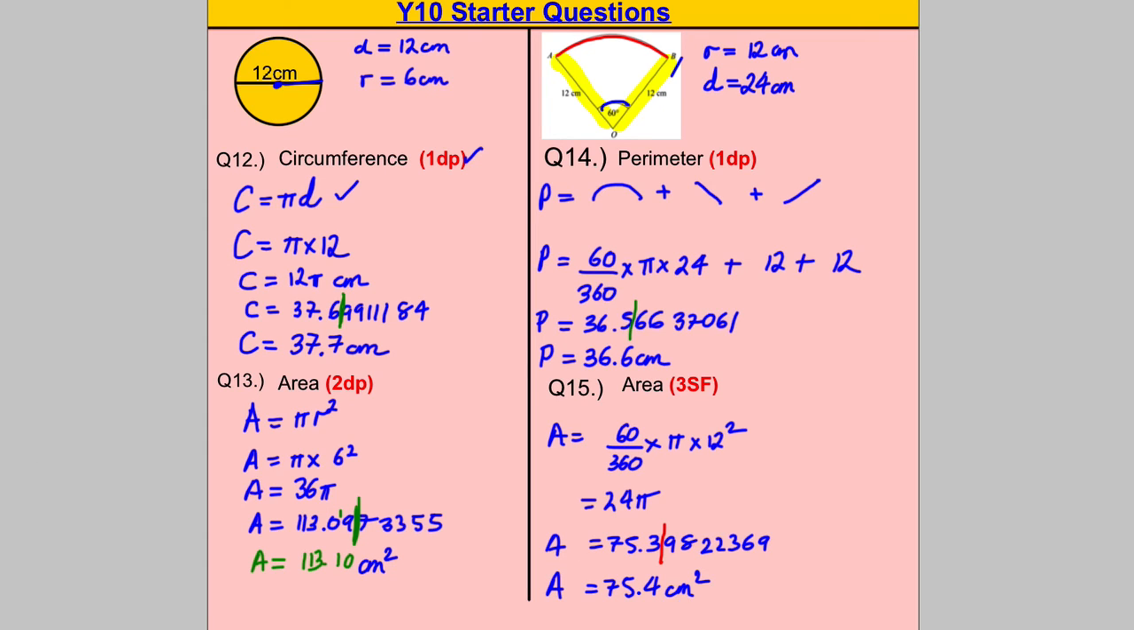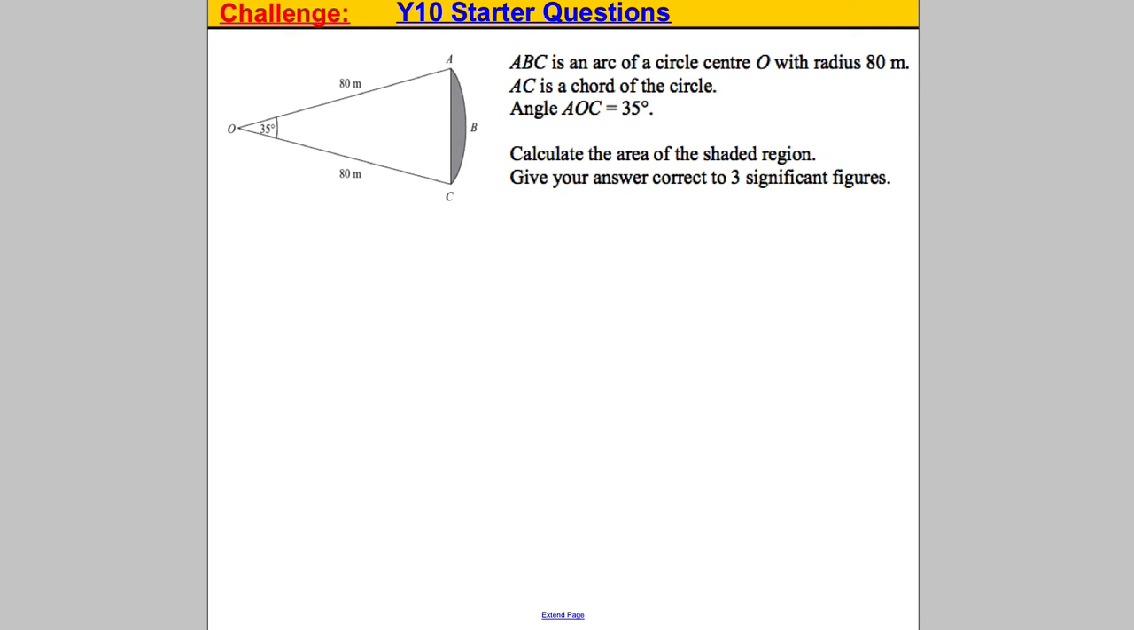Okay, last question, the challenge question. Let's just read what it says. So it says that ABC is the arc of a circle with centre O. So ABC, look what an arc means, it's a part of the circumference. That's ABC. With radius 80, so the radius is 80. AC is a chord of the circle, so this thing here is what we call a chord. And it says this angle AOC is equal to 35. Calculate the shaded area, give your answer to 3SF.